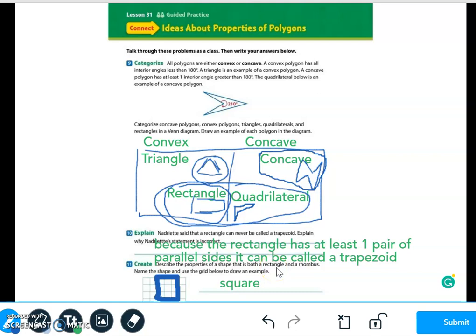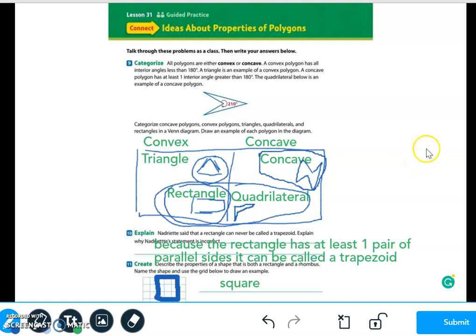For 11, we need to have a shape that has both characteristics of a rectangle, which means it has 4 right angles, as well as the opposite sides being equivalent or parallel. So that's going to be our rhombus. Our opposite sides being parallel will be our rhombus, which is what we have here, both opposite sides here. And then we have 4 right angles, which is what we have here. So this can be a square.